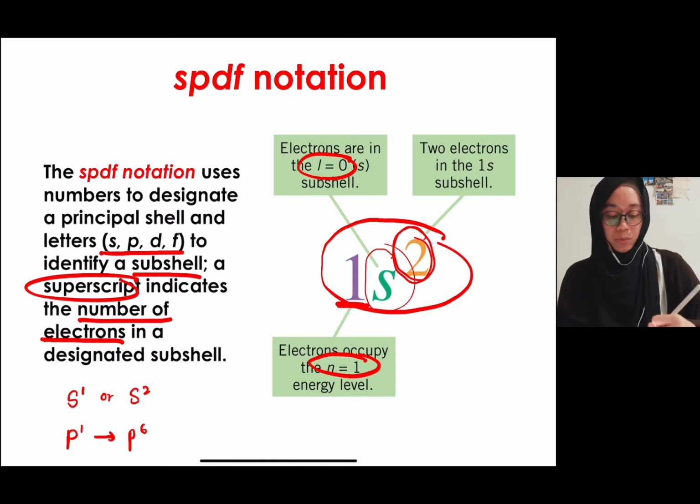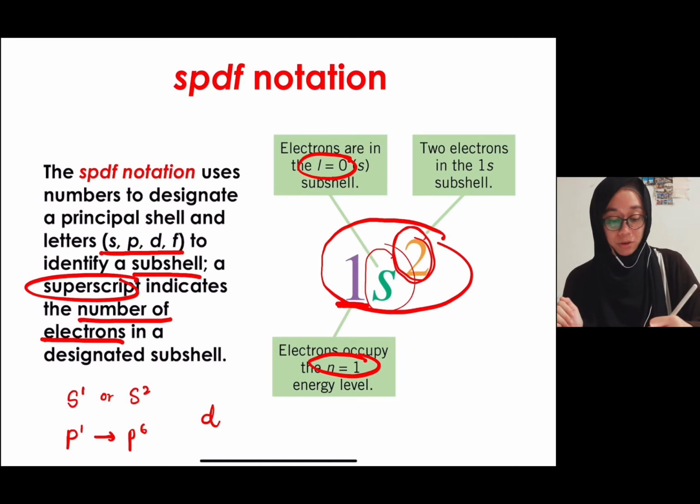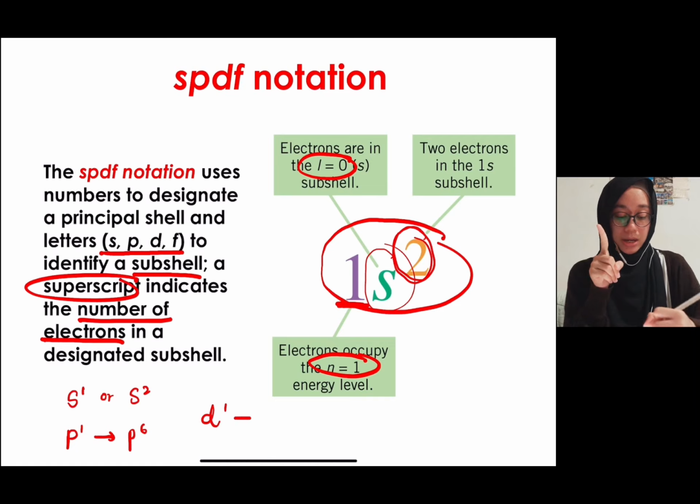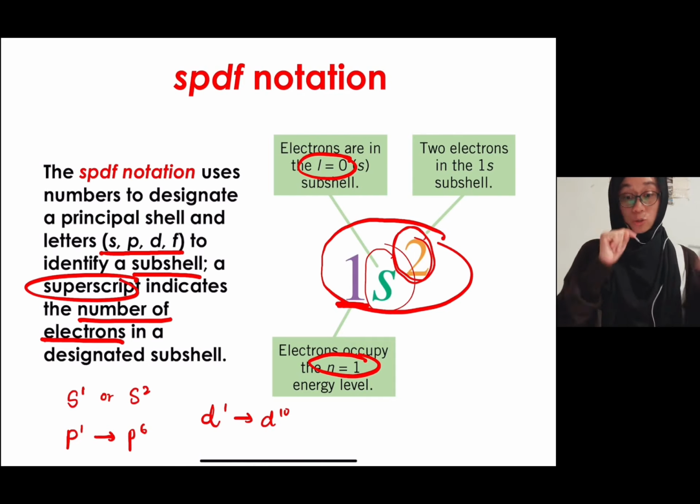Okay, meanwhile d orbital kita pula, since dia ada 5 orbital, maksud it can accommodate up to 10 electron, therefore it can be as minimum as d1. Okay, and then dia boleh pergi up to d10. So untuk SPDF notation, so kita pergi balik kepada yang contoh before ni.